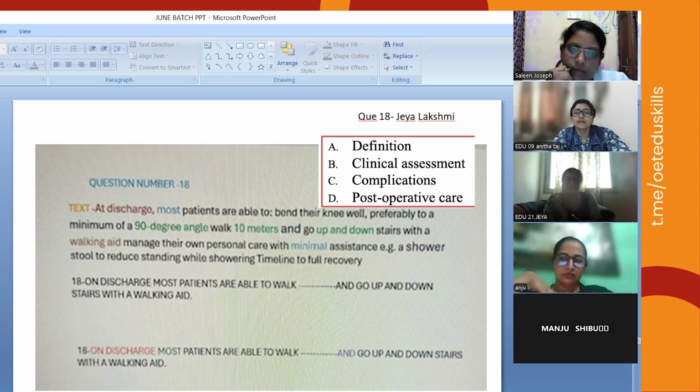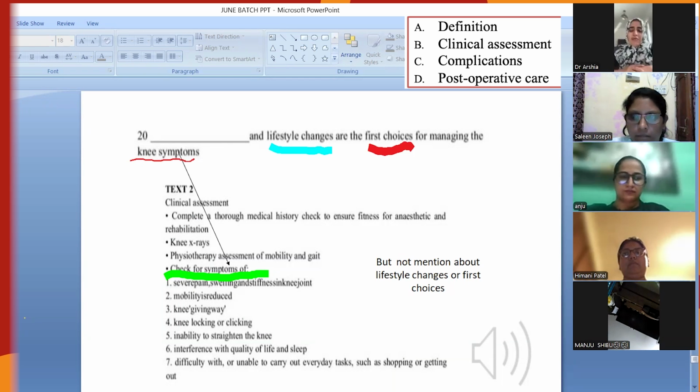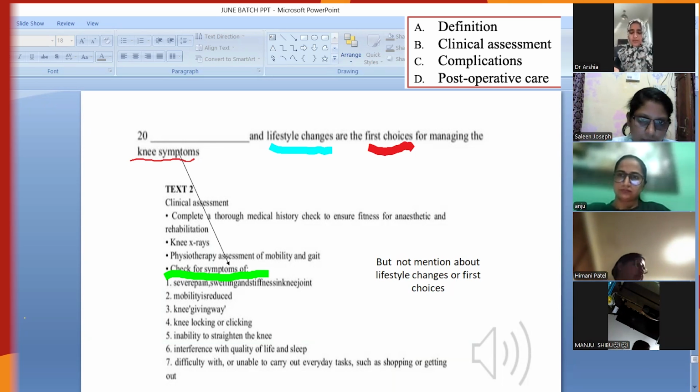Question number 20, Arshia Akbar. Good evening, everyone, and thank you for giving me the opportunity to explain this question. The question is: dash and lifestyle changes are the first choices for managing the knee symptoms.